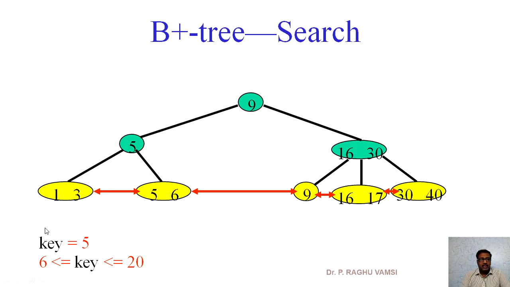Say for example you want to search for the key element 5. Just like in a binary search tree, whatever technique you use, the same technique you are supposed to use here. 5 will be compared with 9, and 5 is less than 9, so traverse to the left side and compare. So 5 is matched, and you found the element.